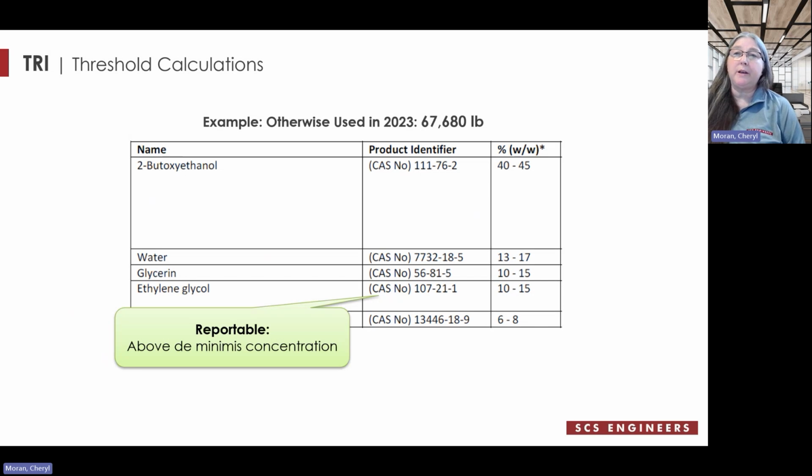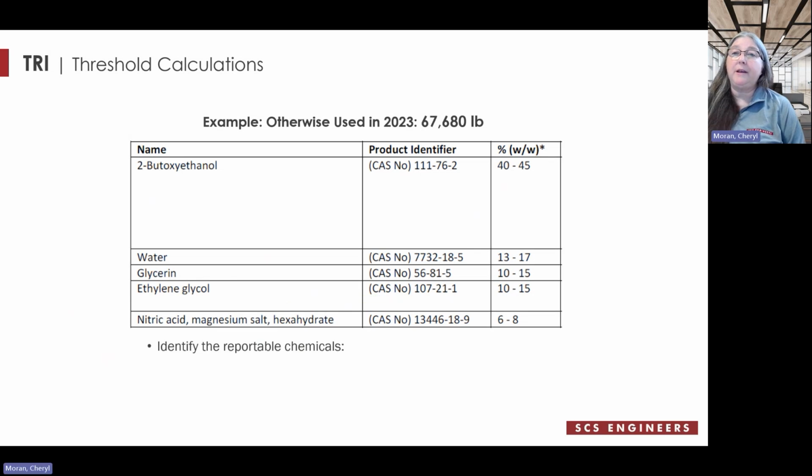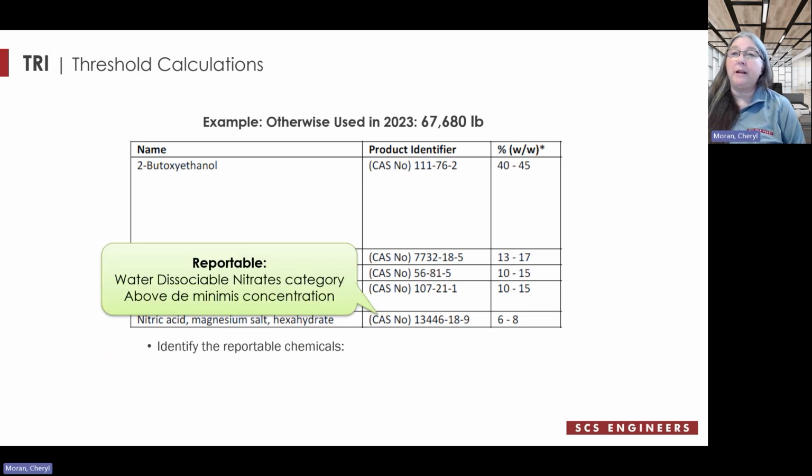Now, I do want to point out that we often see people assuming that because it's got ethylene and glycol in the name, it's a glycol ether. Ethylene glycol is a completely different chemical, so it does not get reported in the certain glycol ethers list. It gets reported separately. And then finally, our nitric acid magnesium salt is found in the water dissociable nitrates category, and it is above the de minimis concentration.